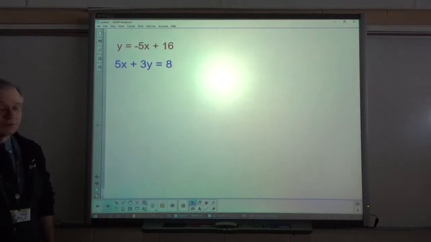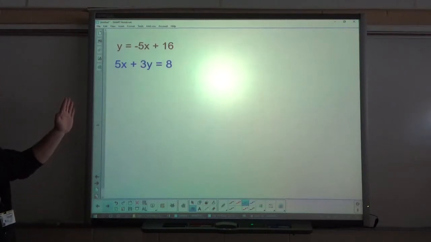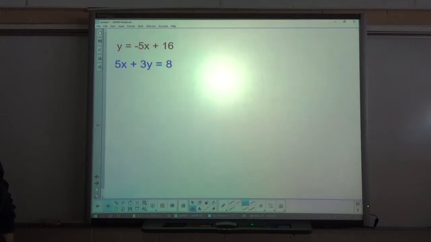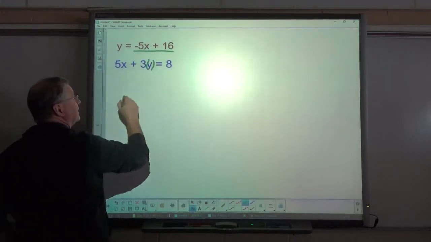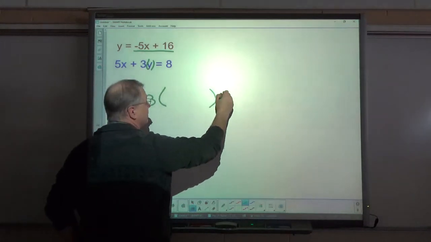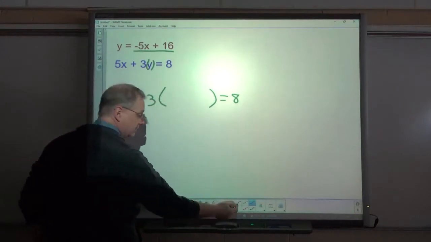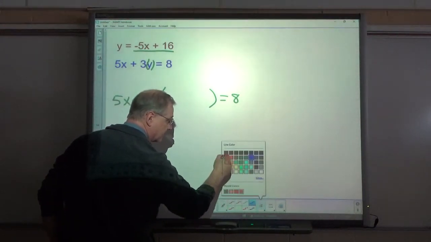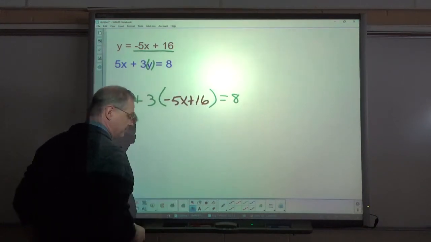Here's our next example. I already have a variable solved for me. Why don't you guys give this one a try and see how you do. Pause it and then unpause when you've finished. All right, so we're going to substitute this in for y. So I have 5x plus 3 times the y equals 8. And of course that y is negative 5x plus 16.